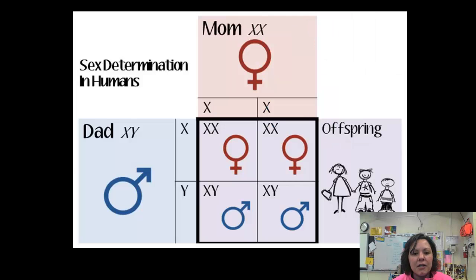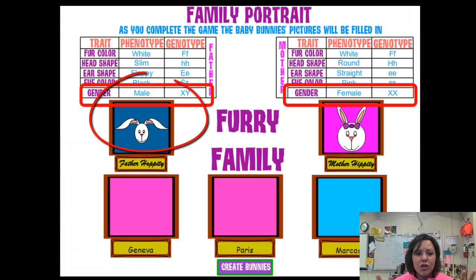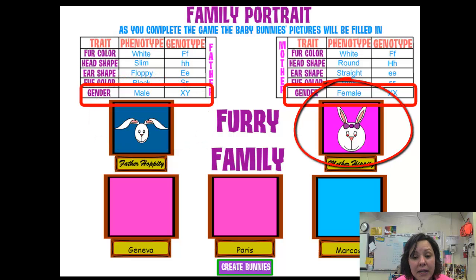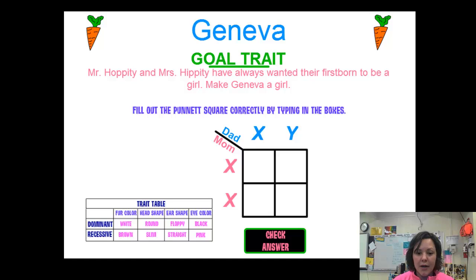So here we have this Punnett square to give you an idea. There's always a 50-50 chance of having a girl or a boy. So it really all comes down to what dad gives. Here you'll see we have Hoppity. He has an XY because he's a boy. And we have Hippity. She is the mother. She has XX. What you have to do is use this information to fill out the Punnett square to make sure you understand there's always a 50-50 shot.